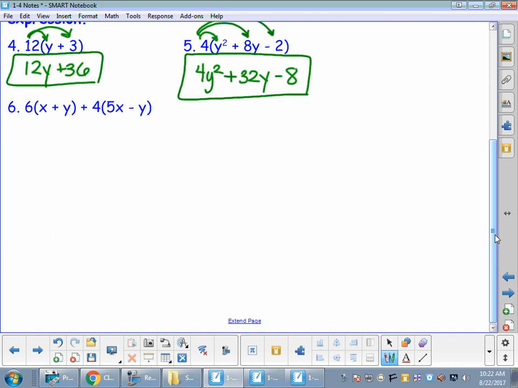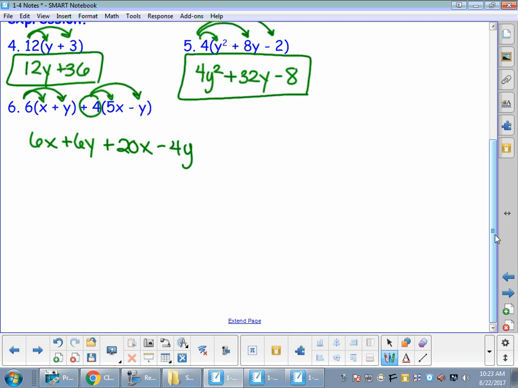Down below, I'm going to distribute twice. So I'm going to distribute the 6 through the first set. That gives me 6 times x plus 6 times y. And then I'm going to distribute this positive 4 through the second set. Positive 4 times 5 is a positive 20x. Positive 4 times negative y is negative 4y.